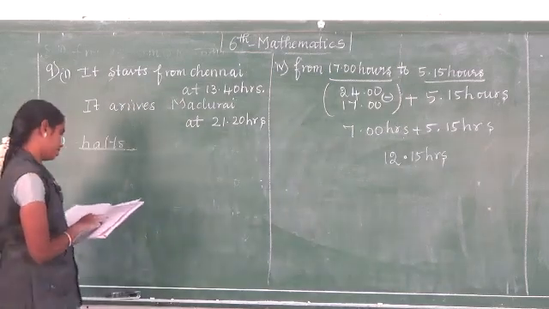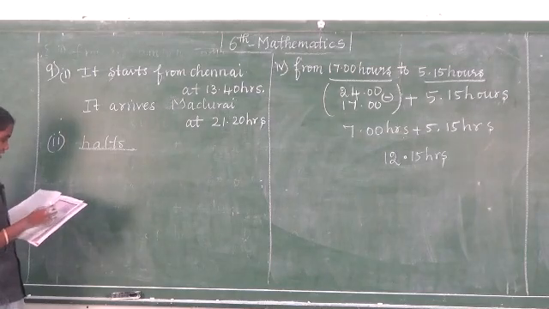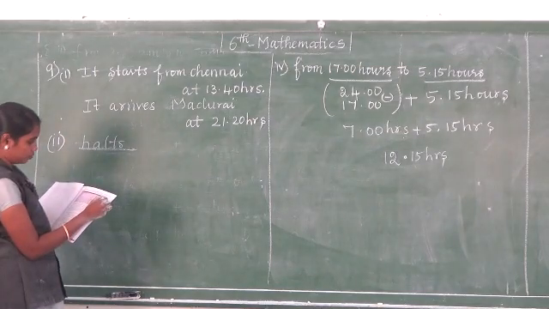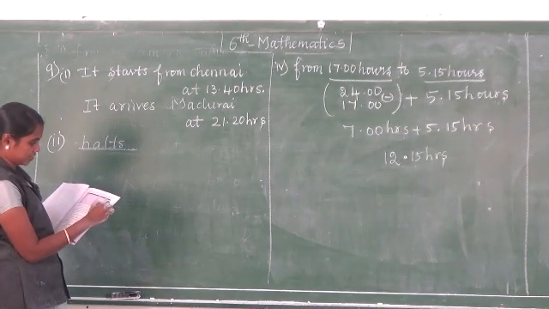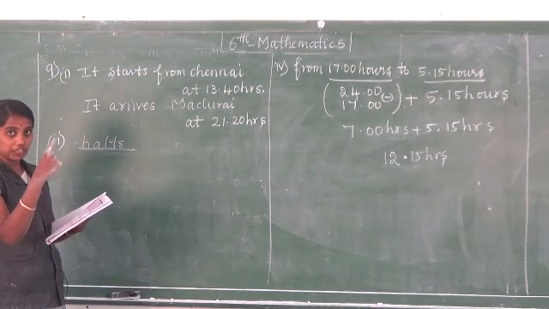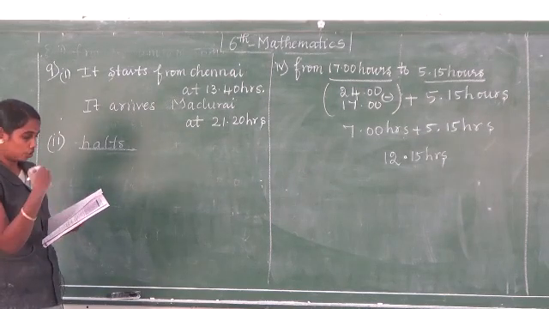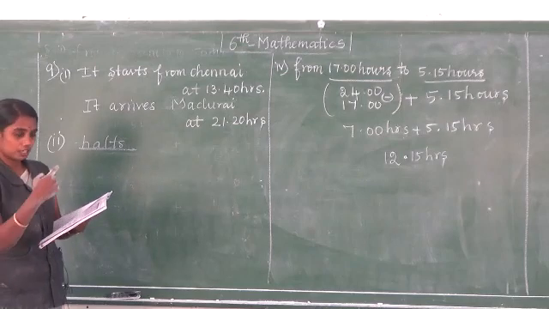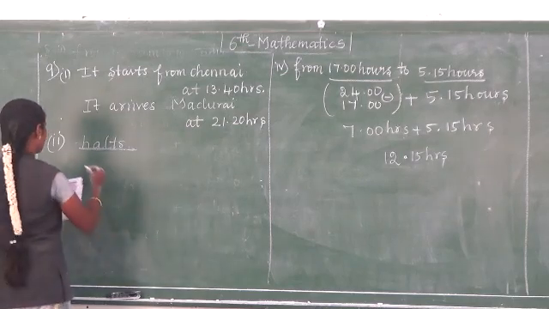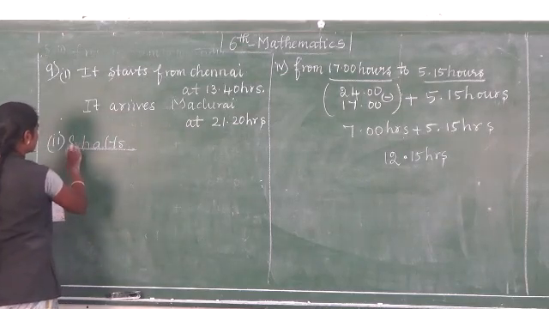How many halts are there between Chennai and Madurai? Between Chennai and Madurai, counted 1, 2, 3, 4, 5, 6, 7, 8. In between only you have to find out. So don't include Chennai and Madurai. Between, how many halts are there? 8. Answer is 8 halts.